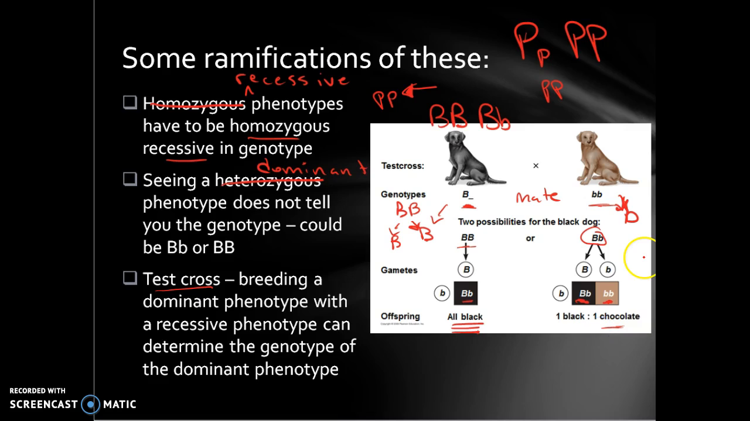So if you do a test cross of an unknown black dog, you don't know its genotype, with a brown dog whose genotype you know because it's brown, so it has to be homozygous recessive, and you look at their puppies, if any of the puppies are chocolate, if any of them are brown, that means this dog was a heterozygote. It had to have that little b to give. If none of the dogs are brown, then that dog is very likely to be a homozygous dominant dog because it didn't have any little b's to give.